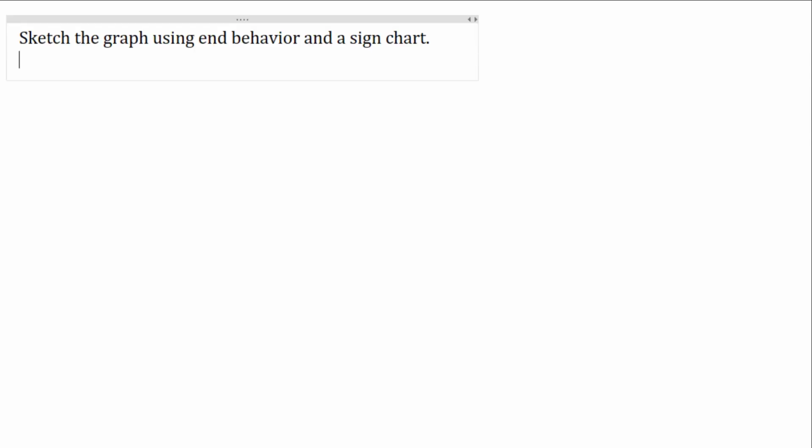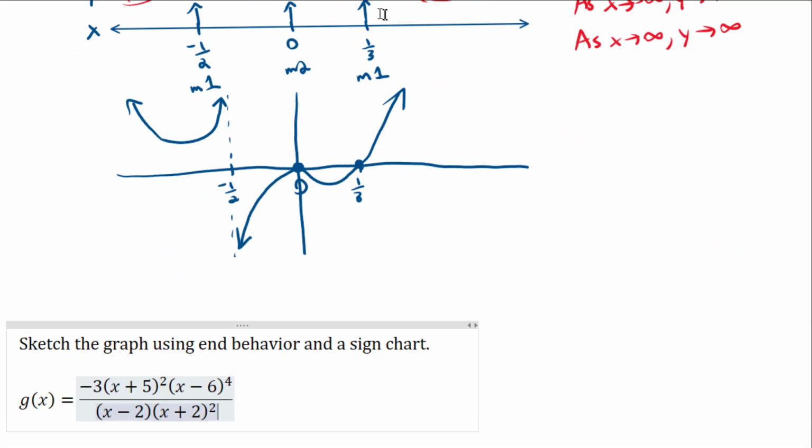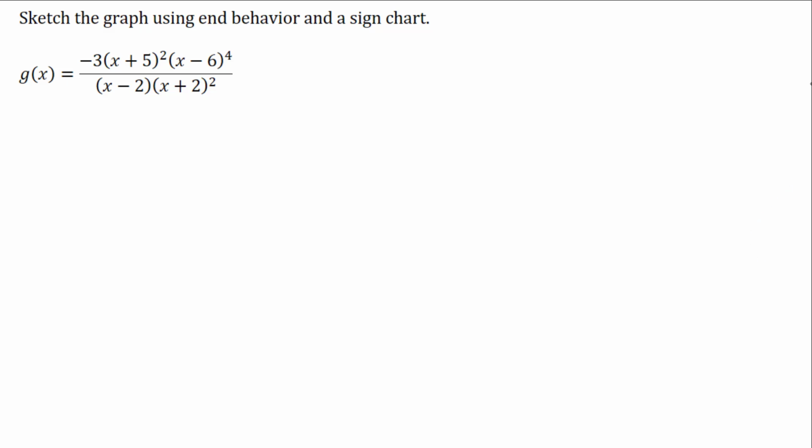Okay, let's continue to sketch the graph using end behavior and sign chart. This time, let's look at the function g of x equals the fraction, where the numerator is -3 times x plus 5 squared times x minus 6 to the 4th, and the denominator is x minus 2 times x plus 2 squared. The good news is this guy is factored, so we can quickly find our zeros and critical values.